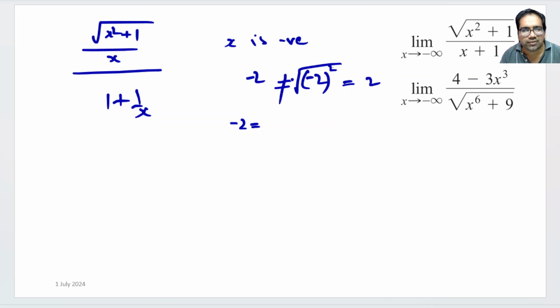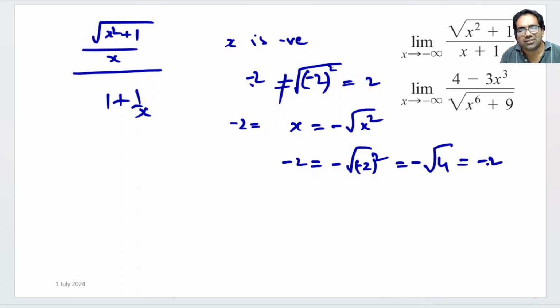This square and this square root we cannot cancel, because the square root of a number is always positive only. So basically, if x is negative, then x is equal to minus of the square root of x square. So for example, minus 2 is equal to minus of the square root of minus 2 whole square, which is equal to minus of the square root of 4, which is equal to minus 2.